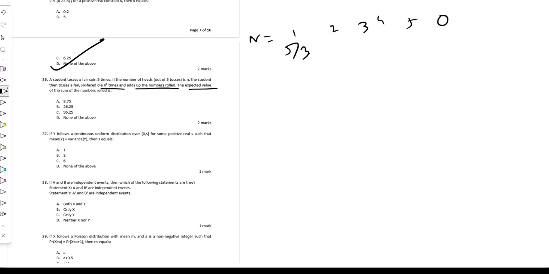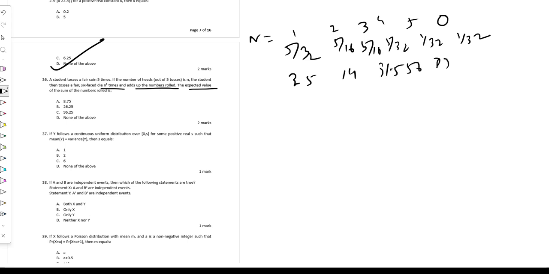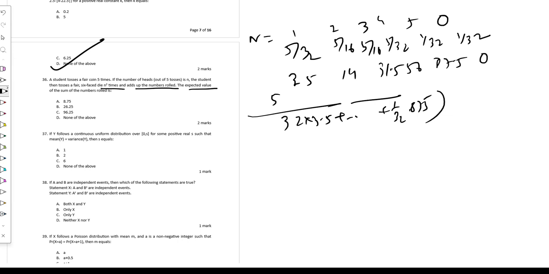So the probabilities are 1 by 32, 5 by 32, 5 by 16, 5 by 16, 5 by 32, and 1 by 32. The expected sums are 0, 3.5, 7, 10.5, 14 and so on up to 17.5 for n equal to 5. So the expected number of die rolls is 5 divided by 32 into 3.5 plus dot dot dot plus 1 by 32 into 87.5. Make the calculation and this will give you 26.25. Okay, so 36 answer is B.